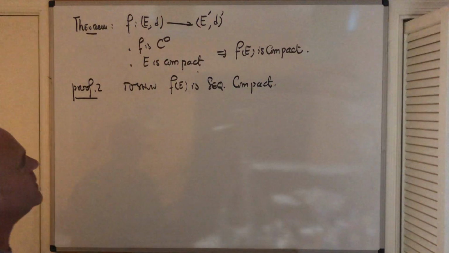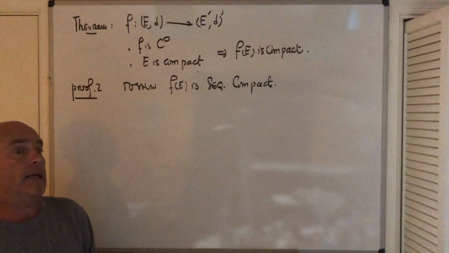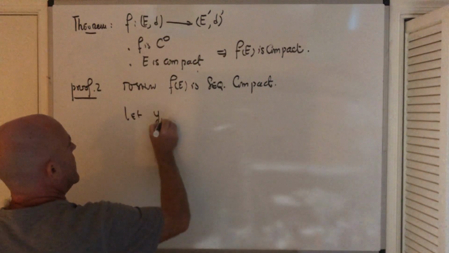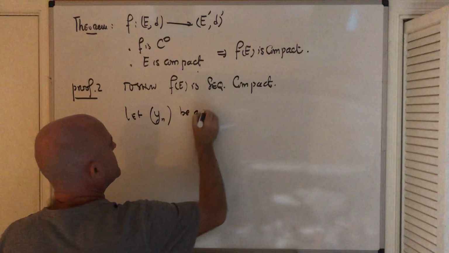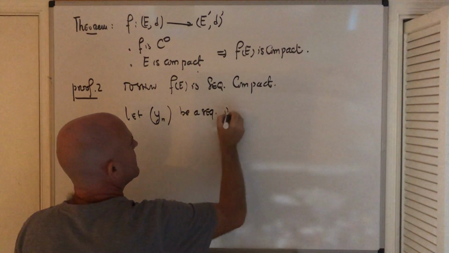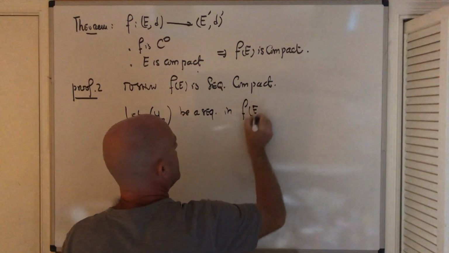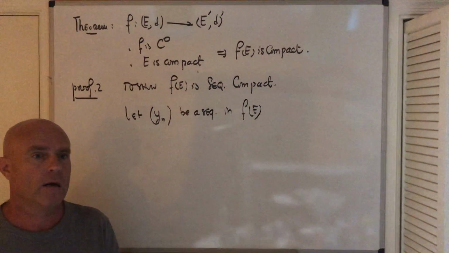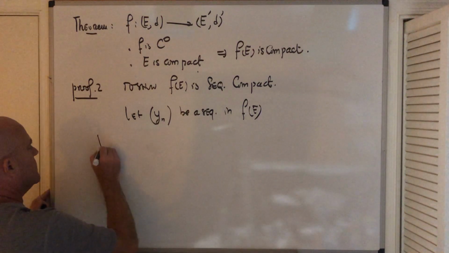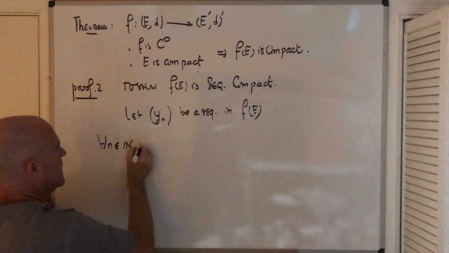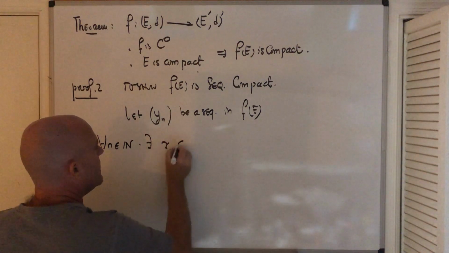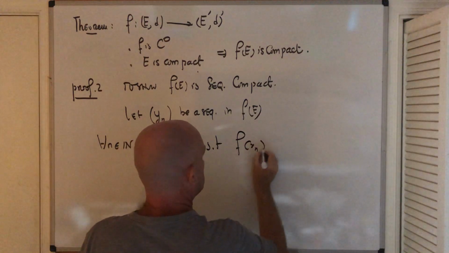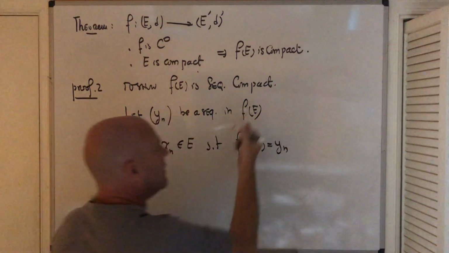All right, so we need to show that it's sequentially compact. How do we start? Well, let's take a sequence. Let Yn be a sequence in f of E. Well, if it is a sequence in f of E, that means that it is a sequence in the image of E. So this means that for all n belonging to the integers N, there exists an xn belonging to E such that f of xn equals yn. Yeah, because they are in f of E.